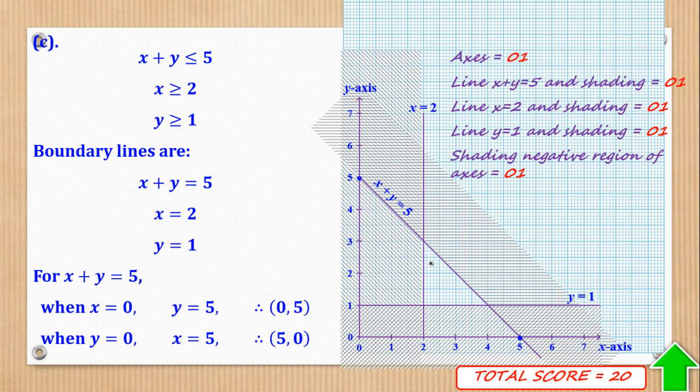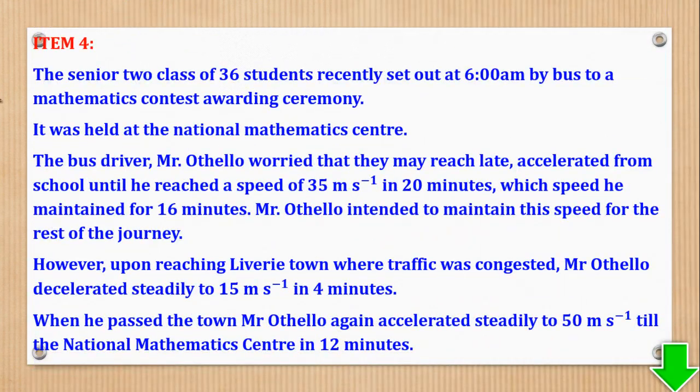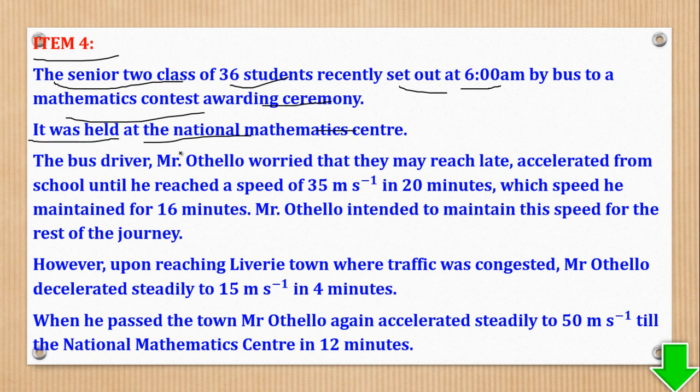And that's how the shading would be. Then item 4 says the senior 2 class of 36 students recently set out at 6 a.m. by bus to a mathematics contest awarding ceremony. It was held at the National Mathematics Center.